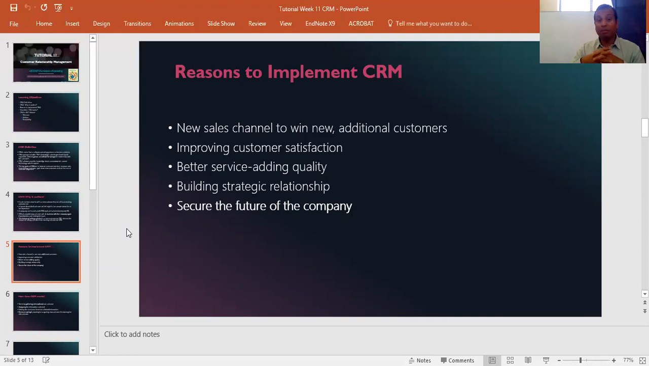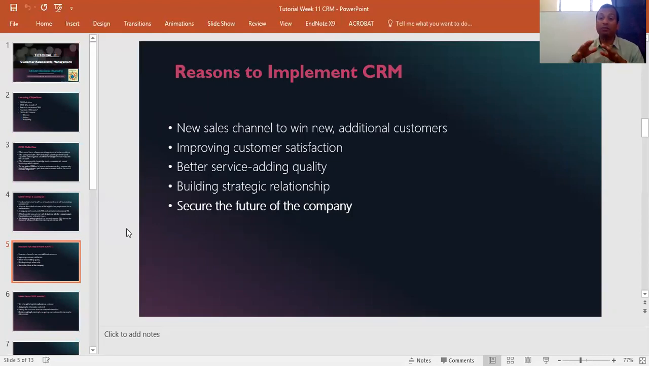The fourth one is building a strategic relationship. Whenever somebody suggests that something has strategic importance, they are trying to convey that it has long-term implications, long-term performance implications. So a strategic relationship is important because you need to rely on those relationships in order to sustain your business activities for a long period of time.